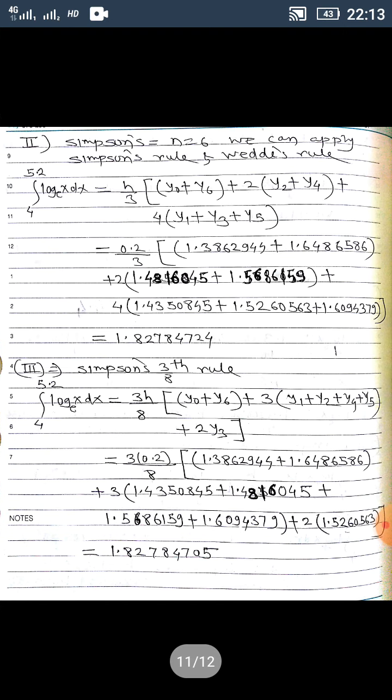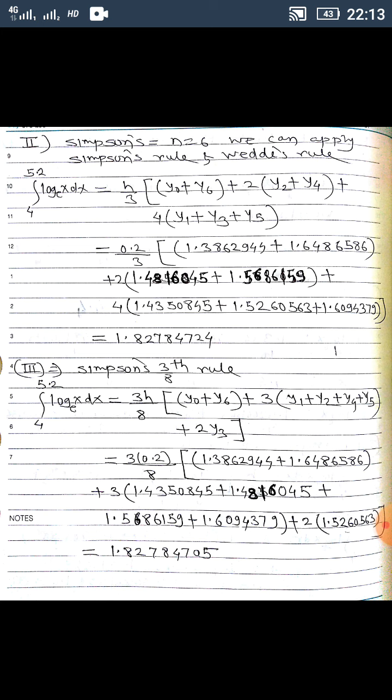Next, Simpson's rule: Simpson's rule 1/3, 3/8 and Weddle's rule. So 4 to 5.2 log x to the base e dx is equal to h by 3, first and last, that is y0 plus y6, plus 2 times (y2 plus y4) even, plus 4 times odd, (y1 plus y3 plus y5). H is 0.2, so 0.2 divided by 3.